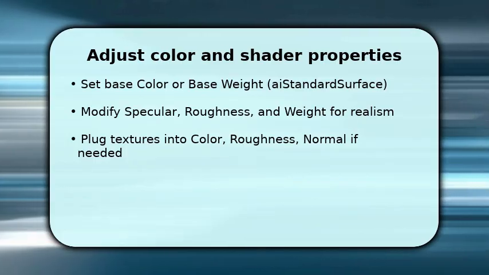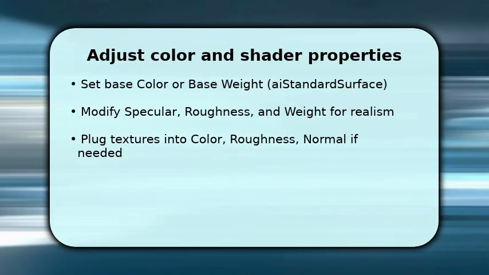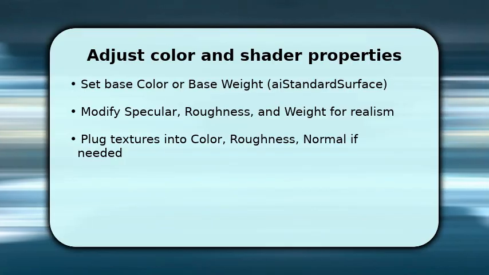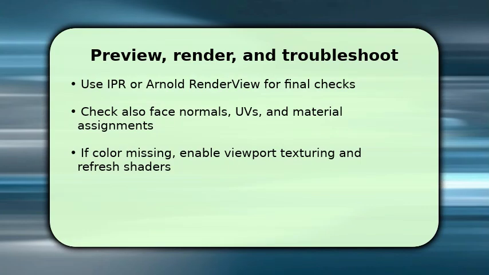You can plug an image file into color via the File node, connect through Hypershade or the material's color map slot. Once done, tweak normal or bump mapping for surface detail. Make sure to preview in a viewport with proper lighting or IPR to see how these parameters interact under your chosen renderer. You're at the finish.